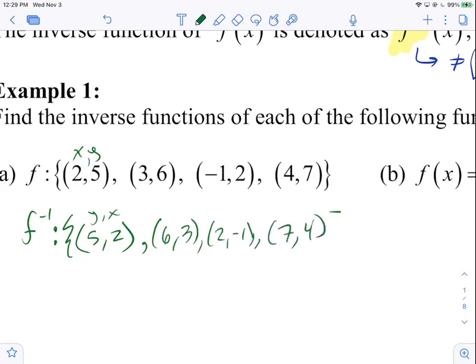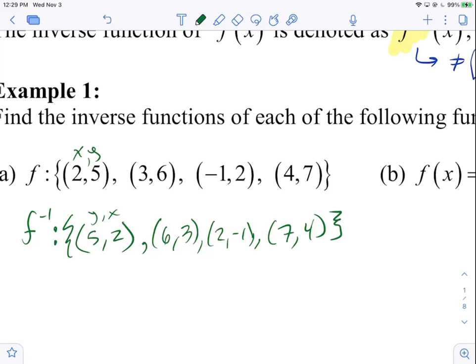Now, before I walk away, let's see if this function f is actually invertible. Is f inverse a function? Its inputs now are 5, 6, 2, and 7, and those are all unique. So yes, we would say that this function is invertible. It is a 1-to-1 function, and f and f inverse are inverses of each other. They don't fight over who the inverse is, right? We use f inverse notation, but believe it or not, what's the inverse of f inverse?